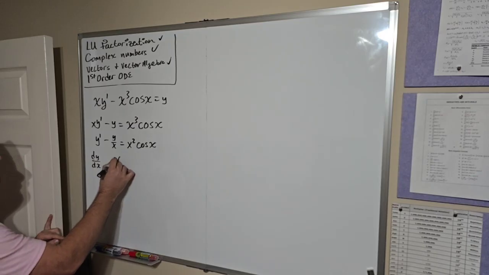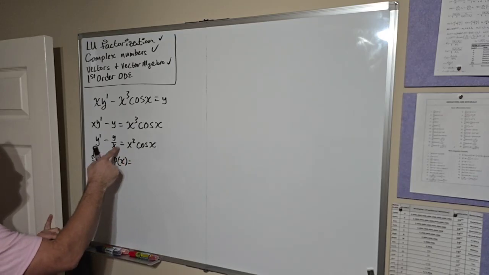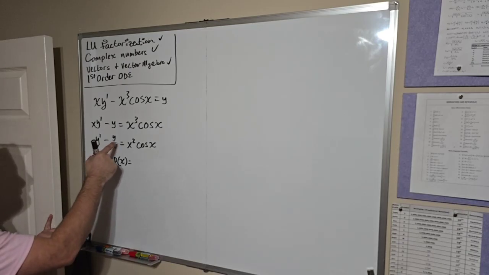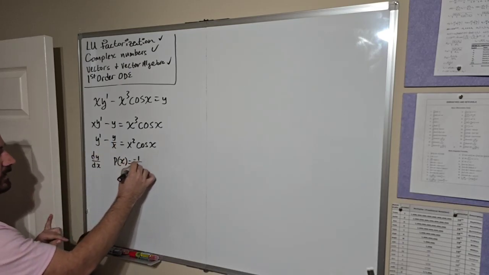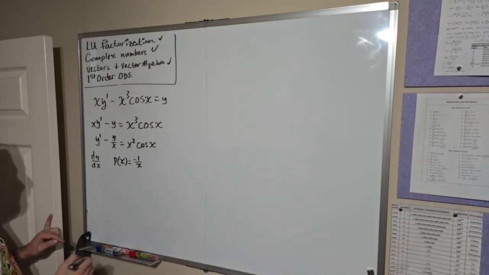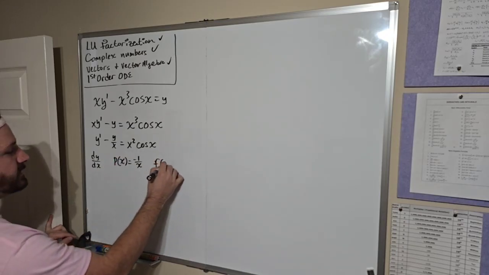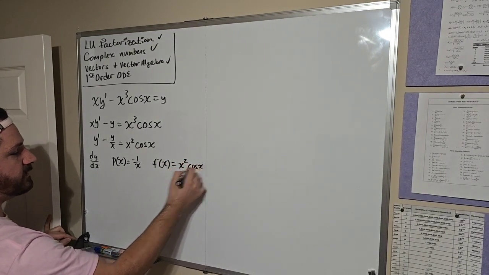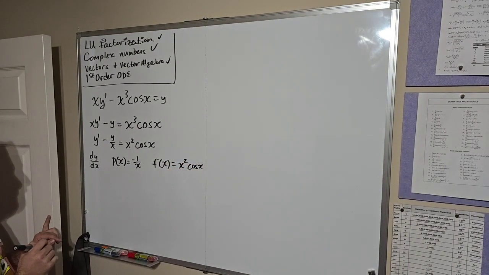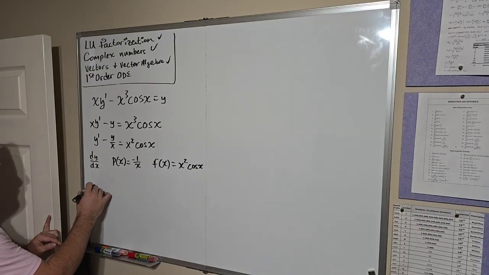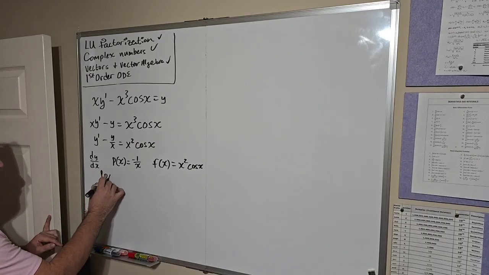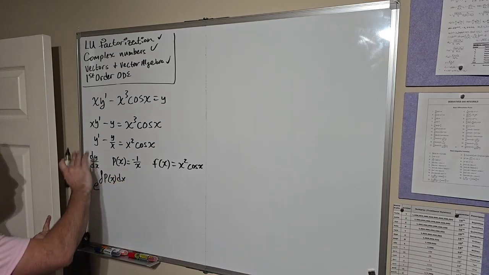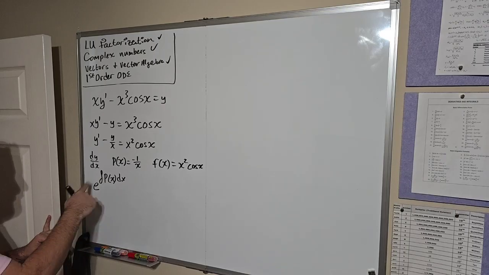Now our p of x is going to be the function that's multiplying the y. So in our case, we get negative 1 over x times y, so our p of x is negative 1 over x. And then our f of x is just whatever's on the right side, so in this case, it's x squared cosine of x. Now the way the integrating factor works is we need to take e to the integral of p of x dx, and we're going to multiply it across everything. We'll get there in a second, but let's start with this piece.